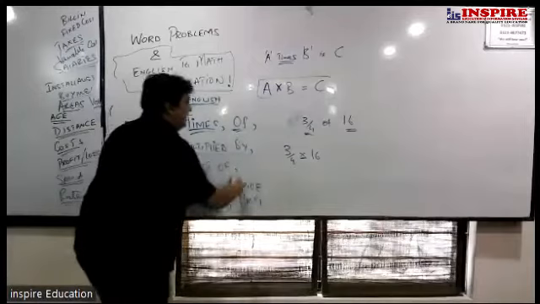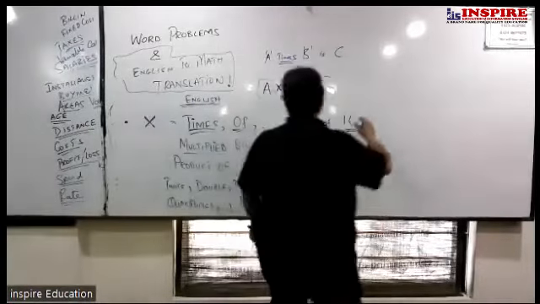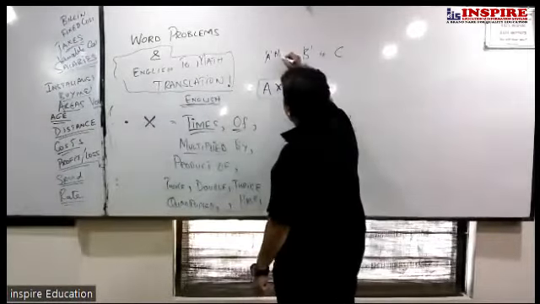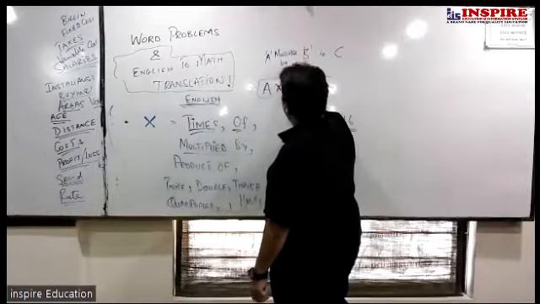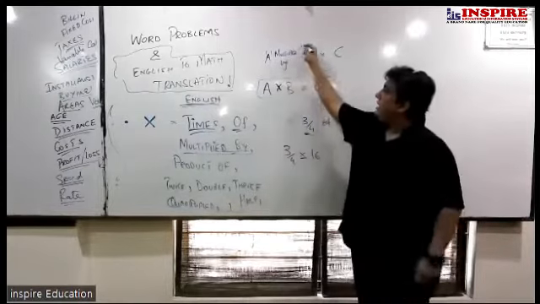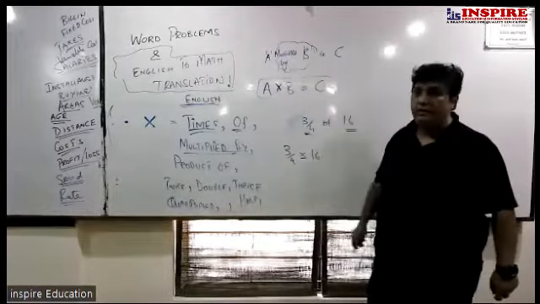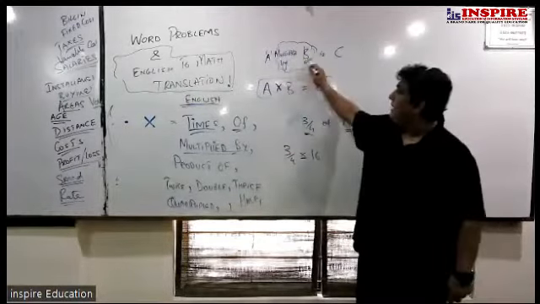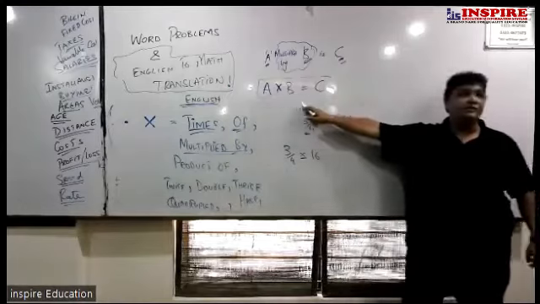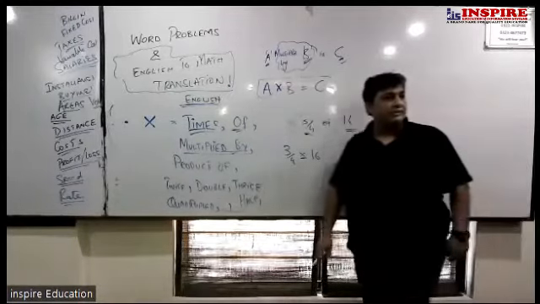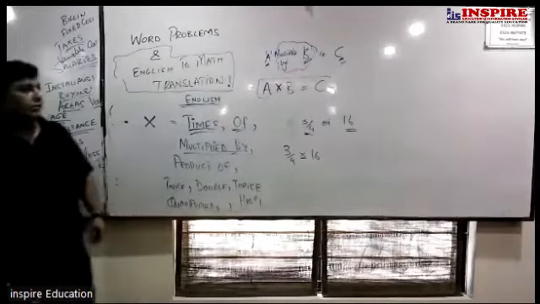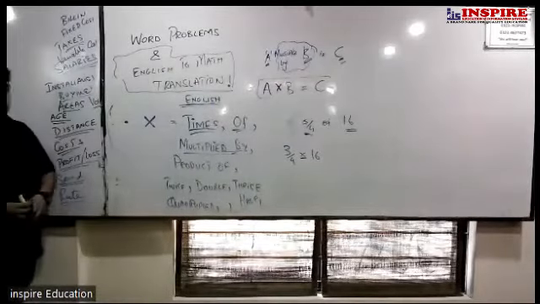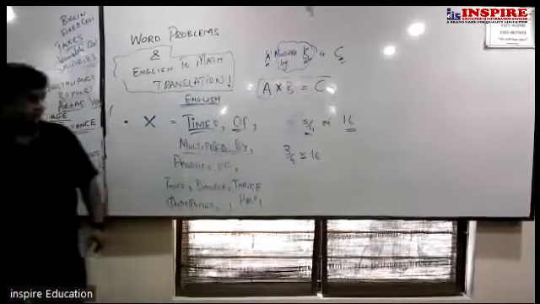Next, multiplied by. Again, A multiplied by B. The equation is A into B is. Any question? A multiplied by B, clear? Are you with me? Okay, you got 30 seconds to copy this.